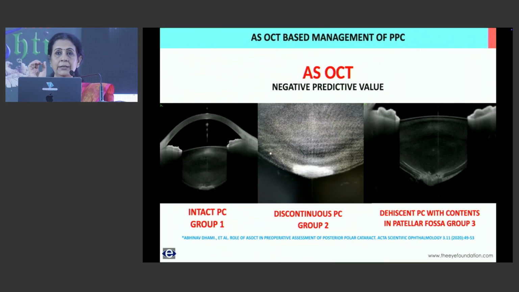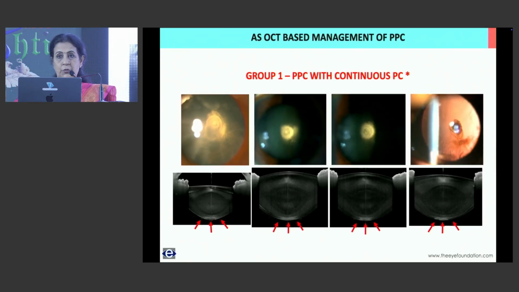To understand now, in group 1, you are able to continuously see that inferior continuous line which shows that the PC is intact. In group 2, there is that hazy smudge, and you're not able to trace the posterior capsule under that opacity. So it's discontinuous, which means the PC is open or likely to be open. And in group 3, that PC is actually dehiscent with the contents already in the patellar fossa.